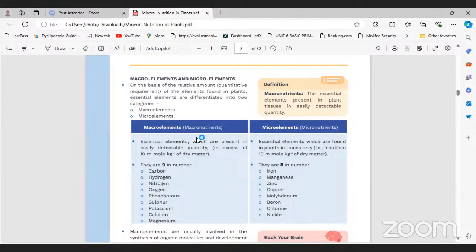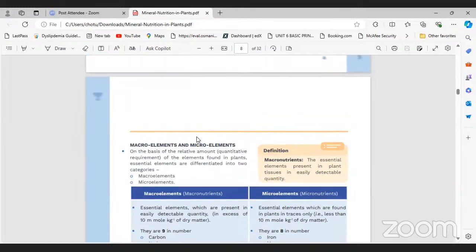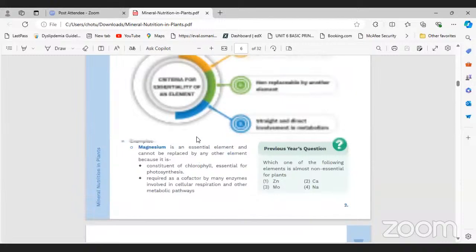Another criterion for determining essential elements is finding out the nutrient function. These elements are specific and cannot be replaced by other elements. I'll explain this one.